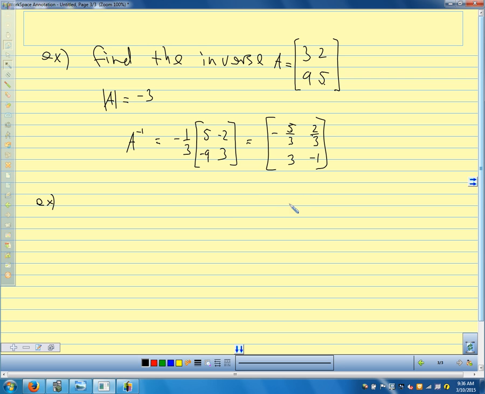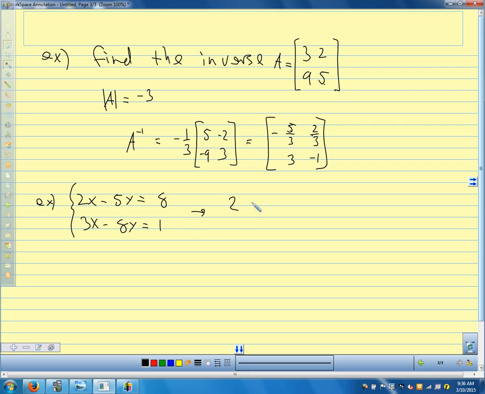So the way we're going to use this is if we have a system of equations. 2x minus 5y equals 8. 3x minus 8y equals 1. So there's our system of equations. We're going to rewrite this as a matrix equation.